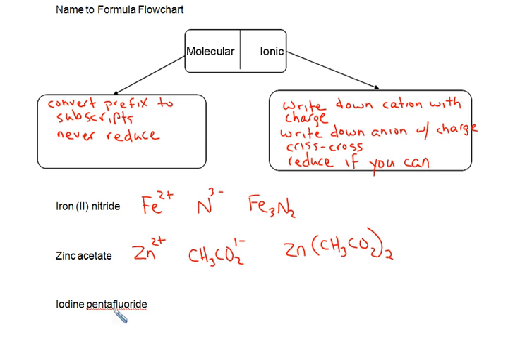And then last we have iodine pentafluoride. So we've got iodine. Penta tells us we have 5 fluorines. So it's IF5. Okay, and that is the end of Chapter 6.